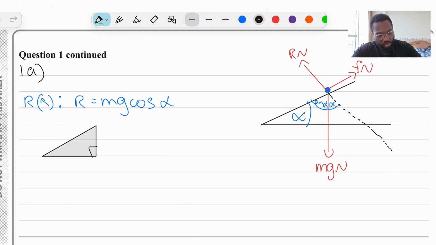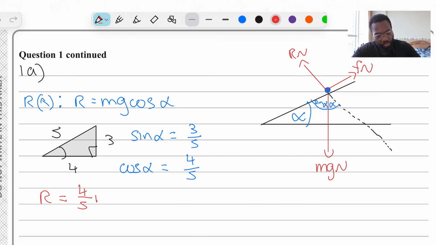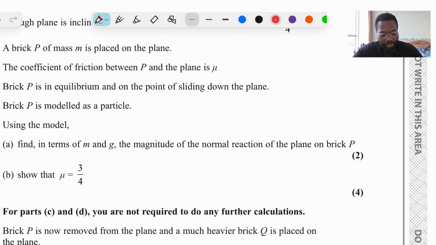Draw a right angle here, and we know that this is going to be a 3, that would be a 4, and that would be a 5. Therefore, sine alpha would be opposite over hypotenuse, so 3/5. And cosine alpha would be adjacent over hypotenuse, which would be 4/5. Therefore, if the normal reaction is mg cosine alpha, our R value, our normal reaction, would just be 4/5 mg.